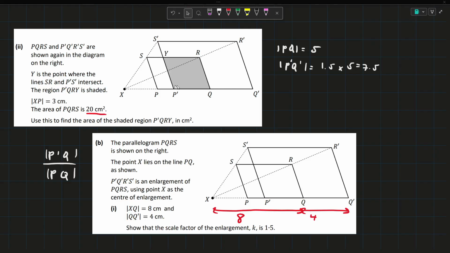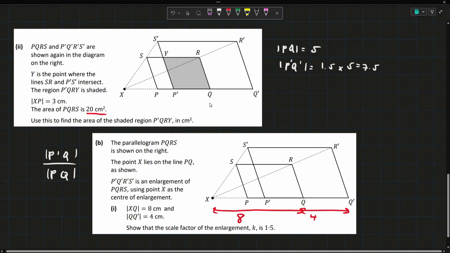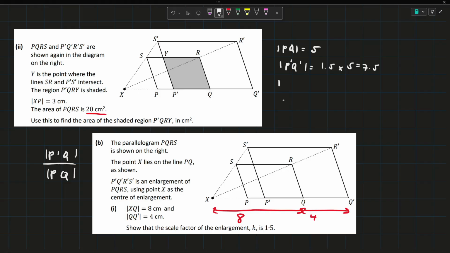And then, so this is P prime Q prime. If we take away Q prime, then we just get P prime Q. So P prime Q will be equal to this entire part here, which is 7.5, minus Q prime, which we know is 4. That's from the previous part of the question. So we do 7.5 minus 4, and we'll get 3.5.